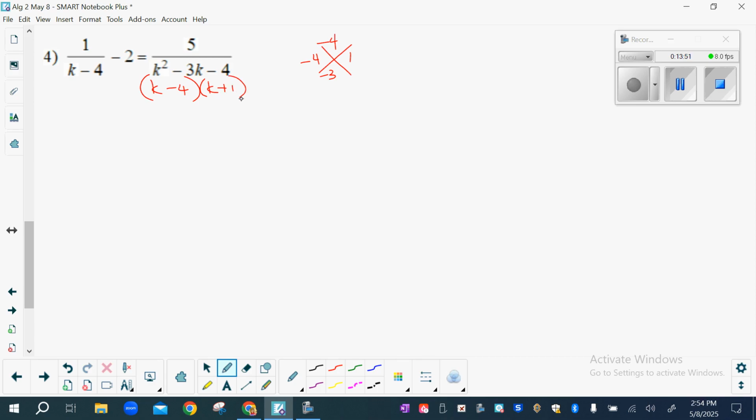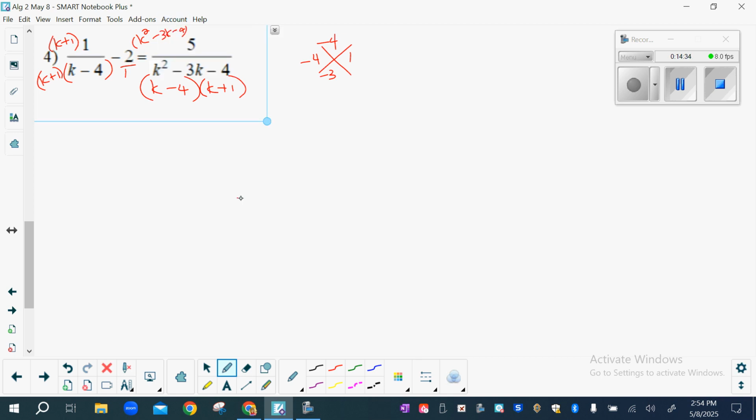So what do we multiply this group back here again? What do we multiply the top and bottom of this one by? K plus 1. And then what about this one here? The negative 2. Negative 2 is the same thing as negative 2 over 1, right? Multiply all of it. Okay, so I'm going to go ahead. I know that when I multiply this out, this is what I get. So I'm going to leave it as k squared minus 3k minus 4.